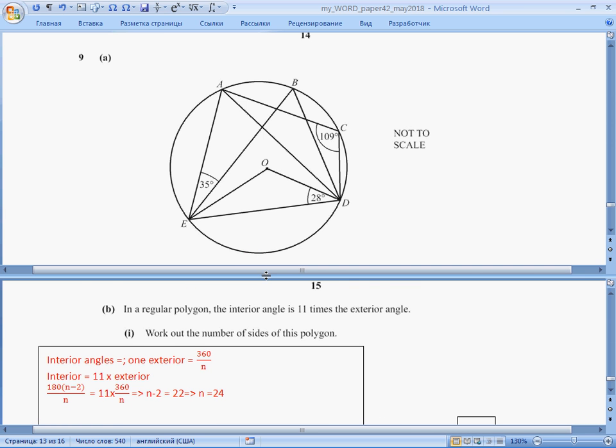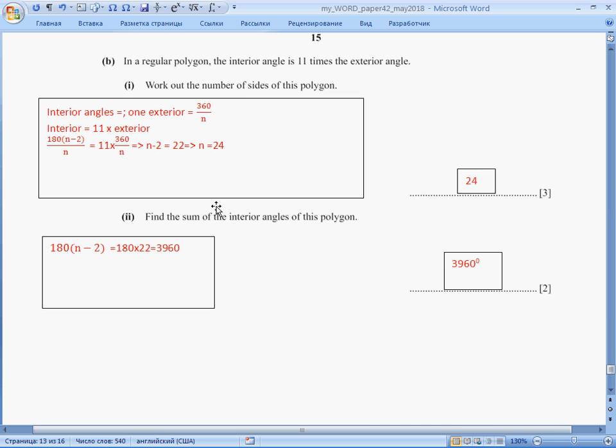In a regular polygon, the interior angle is 11 times the exterior angle. Work out the number of sides. Interior angle equals 180 times n minus 2 divided by n. Exterior is 360 over n, so it should be multiplied by 11, so n equals 24.